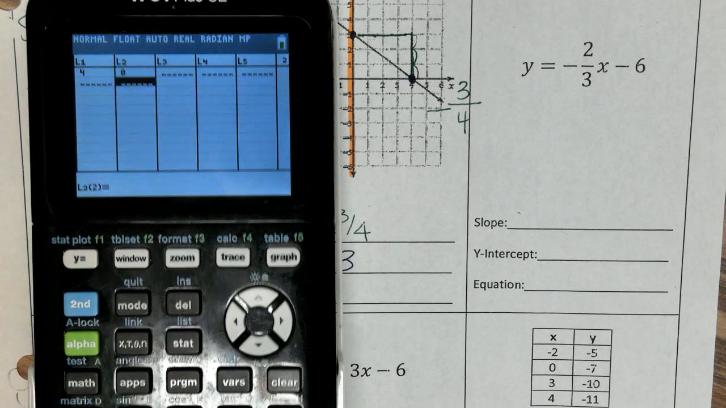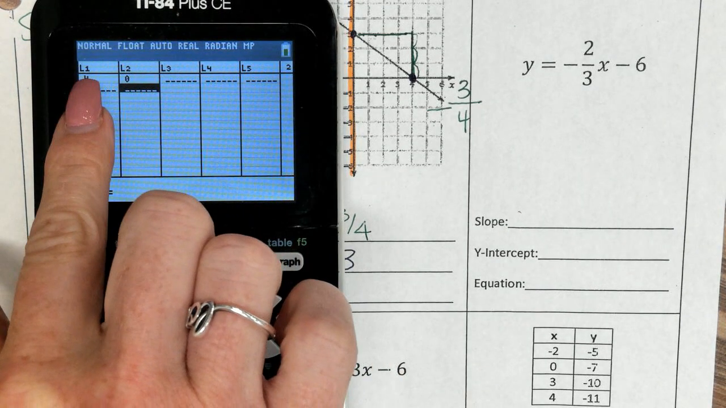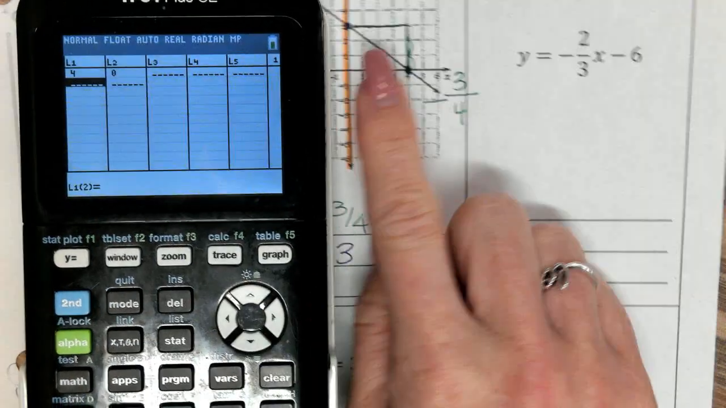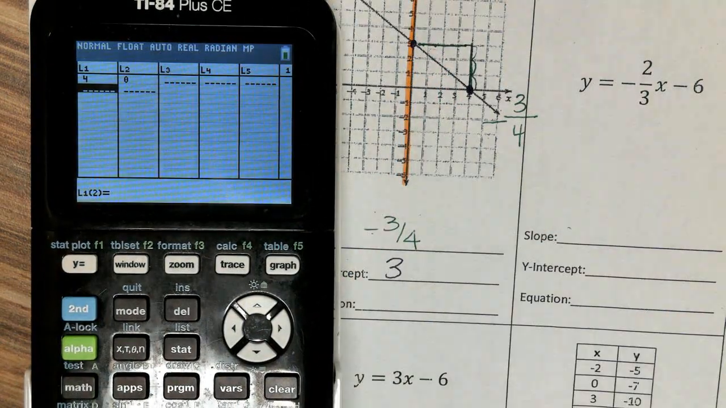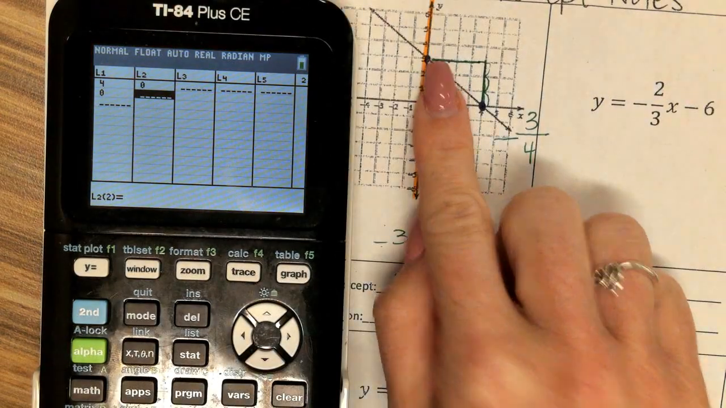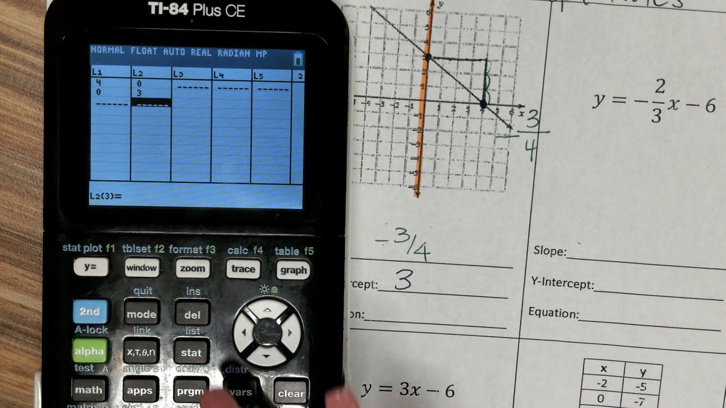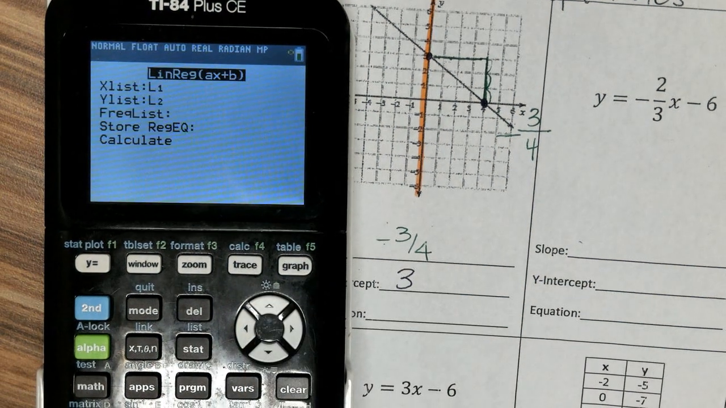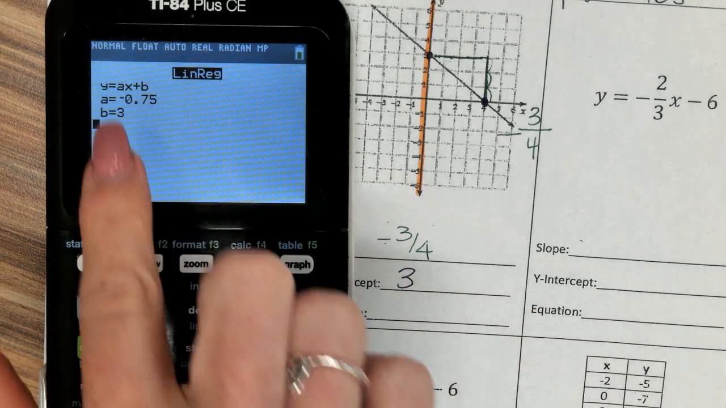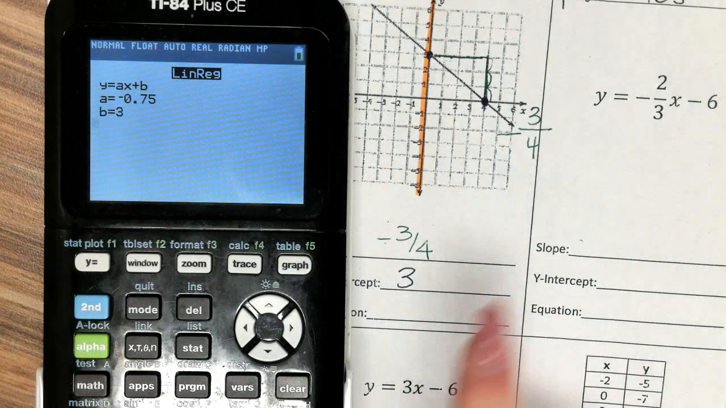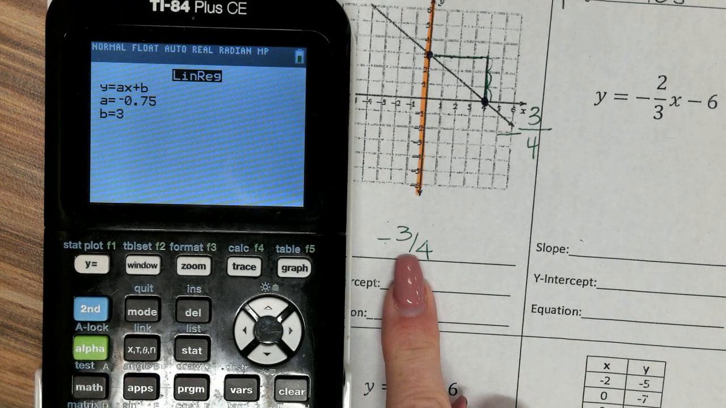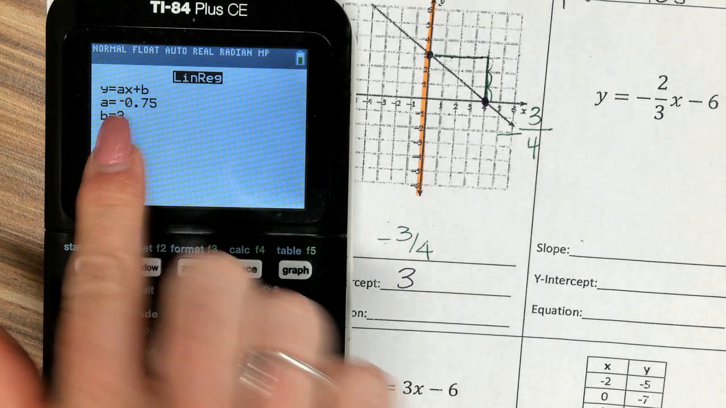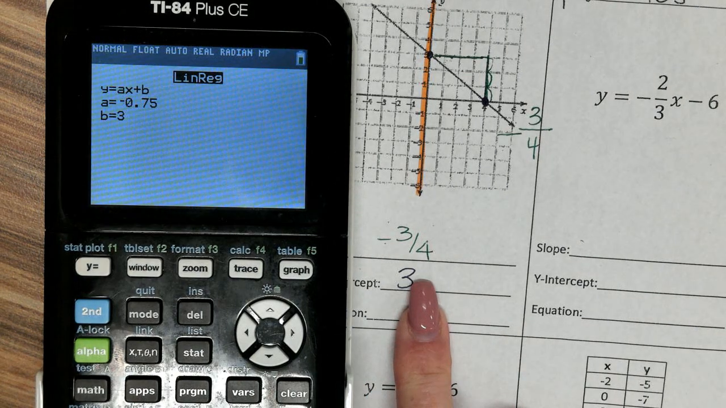Now look how I put it in as a coordinate 4, 0. And this coordinate on the x-axis is 0, 3. I could have hit stat calc, option 4, and the slope is negative 0.75. Isn't that the same thing? And the y-intercept is 3. Is that exactly what I got?